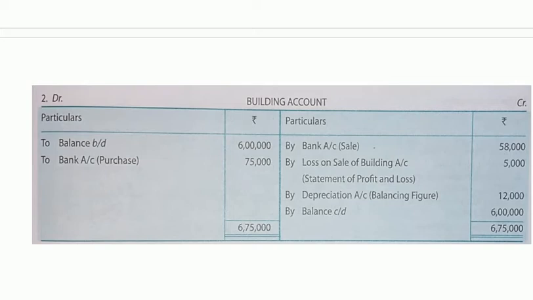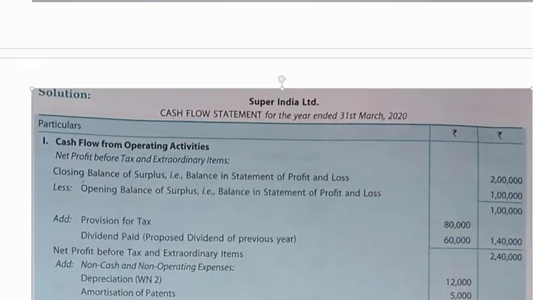Now out of this ledger, the things which will go in cash flow statement: sale of building 58,000, this will be inflow of cash in investing activity. Loss on sale, this will be a non-operating expense under operating activity, we will add it. Depreciation on building, this will be added as a non-operating non-cash expense in operating activity. And the purchase of building 75,000, this will be subtracted under investing activity. So let us go into the solution and see these amounts one by one.